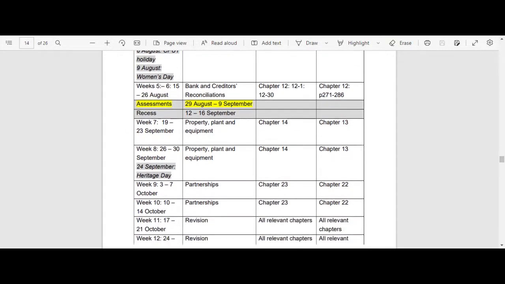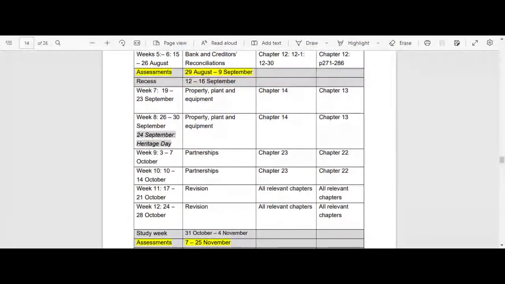Then in the fourth term, the last term of this semester, we are going to look at property, plant, and equipment, which is quite a large topic. So we're going to spend quite a few weeks on that. And then the last, we will probably change these two around, and I'll tell you the reason for that, ladies and gentlemen. We'll probably do partnerships first because our class test in the fourth term is going to focus on partnerships.